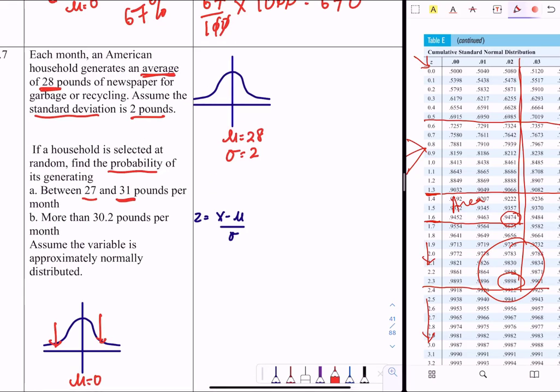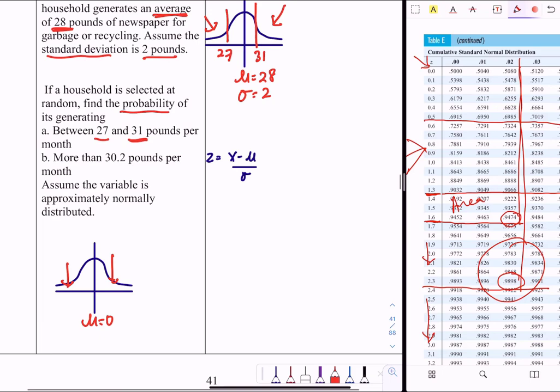Now we have 31 here and 27 here. All this information, 31 and 27, we have to change to the z-score so that we can find the area under the graph. From the area under the graph, it becomes the probability, it becomes the percentage. Using that percentage, we can predict numbers of the population regarding the question.